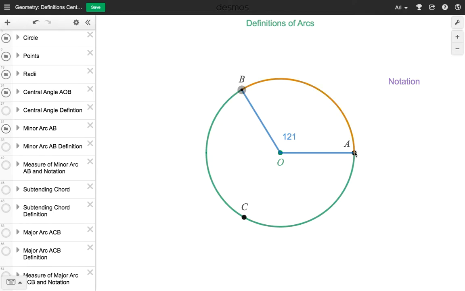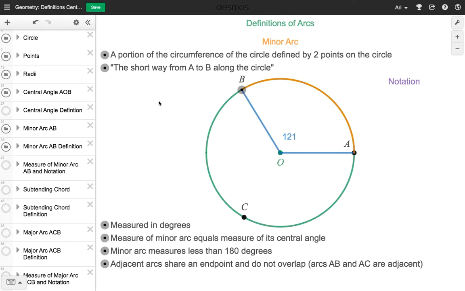So this is minor arc AB. It's cut off by the central angle. And we define a minor arc as the portion of the circumference of the circle defined by 2 points on the circle. And you can think about it as the short way from A to B along the circle, because you can see there's another way to go from A to B that's the long way, but this is the short way.